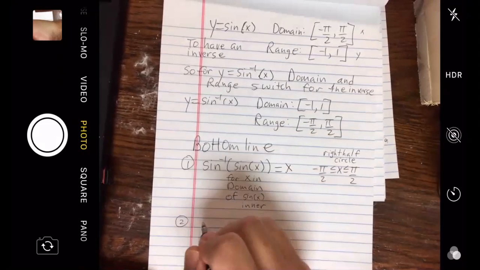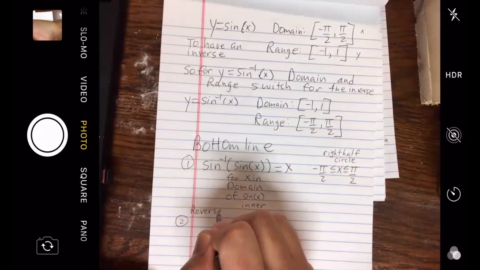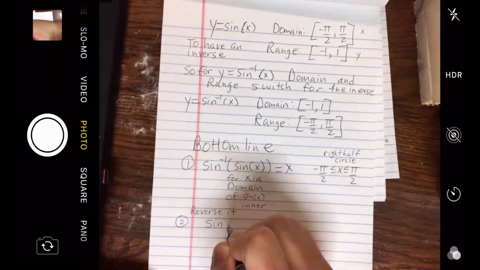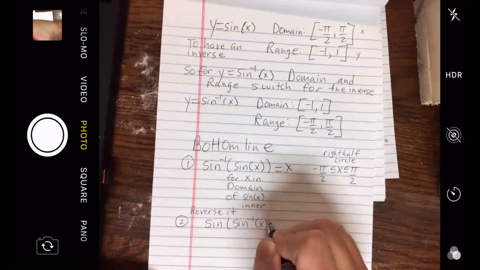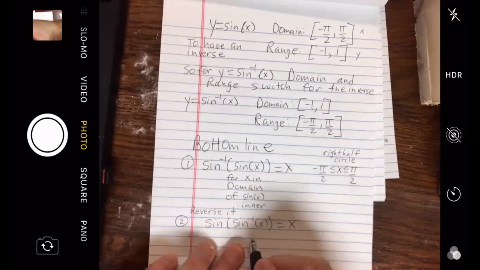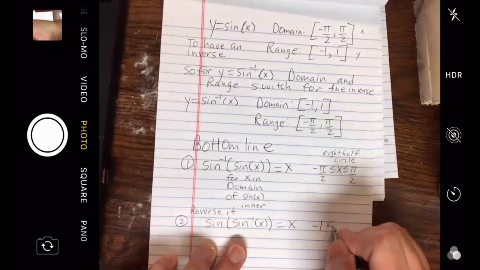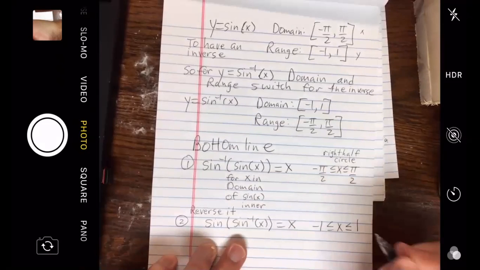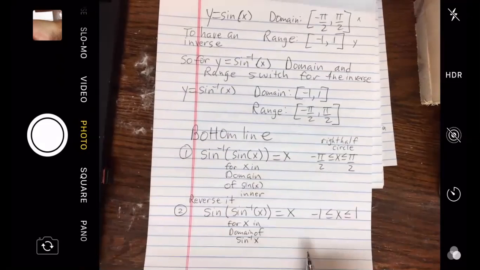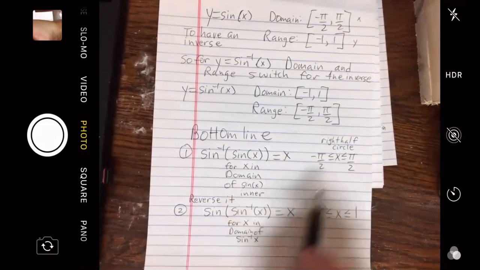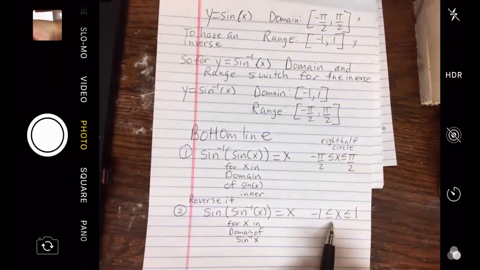And number 2, if you reverse it, sine of arcsine of x equals x, but now you're looking at domain of arcsine. That's -1 less than or equal to x less than or equal to 1. Or x in domain of arcsine. You've got to pay attention to this because they're going to try to trick you in the homework and make you work these things out, but the x will not lie in the right domain, in which case it's undefined.